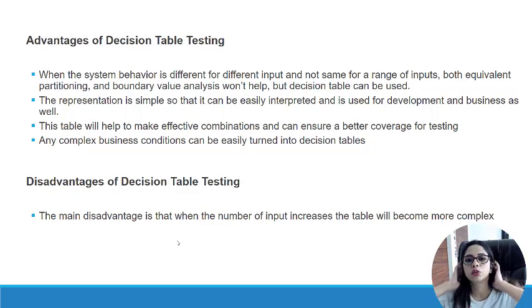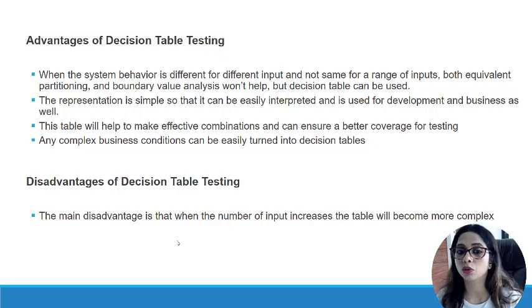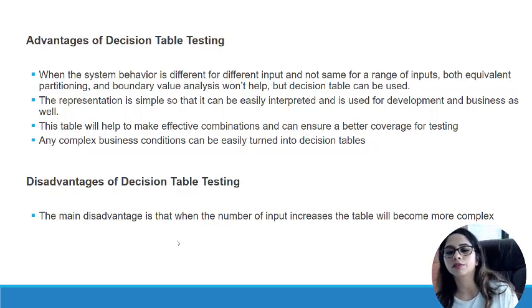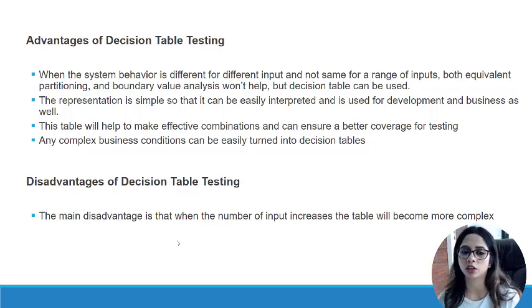So you cannot use equivalence partitioning and boundary value analysis as we used to do. In equivalence partitioning, one input was behaving in one manner, then all the other data sets in a particular partition were behaving in the same manner. But here, every input is giving you different result sets. So you cannot apply those 2 techniques here. So you have to apply something different, which is decision table testing in such cases.